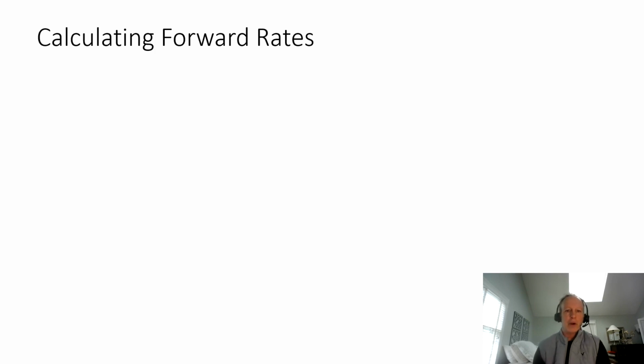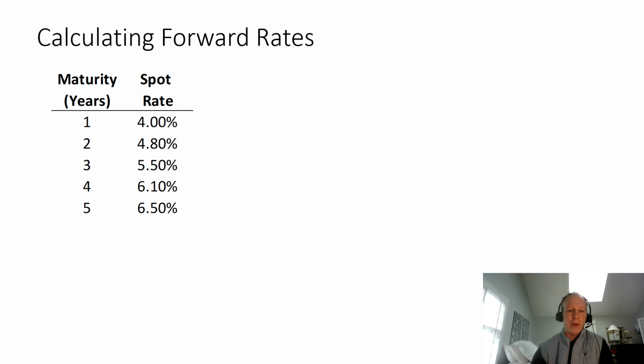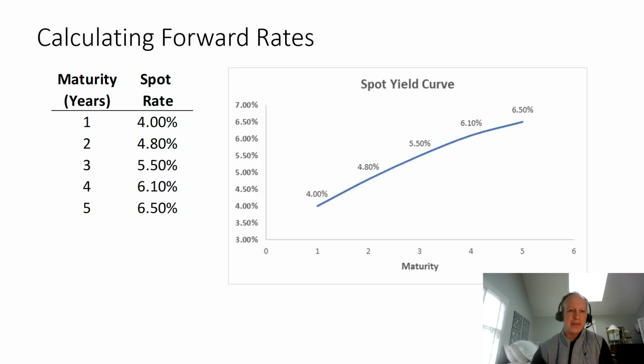Let's talk about forward rates today and how to calculate them. The way we calculate forward rates is we need a spot rate curve. A spot rate curve is a yield curve, or a set of interest rates based on maturities, that have zero coupons. So these are pure discount notes or bonds, if you want to think of them in those terms. We go from 4% all the way to 6.5% on the 5-year note. So it's an upward sloping yield curve, as you can see here.